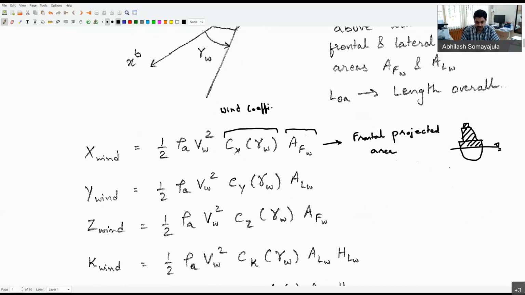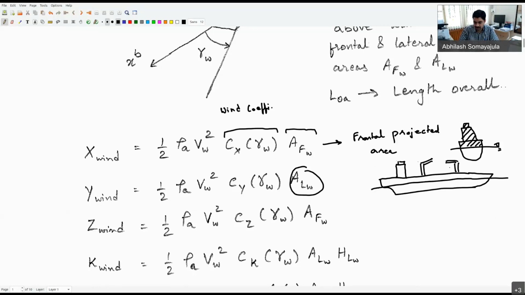Then you have the ALW, which is the lateral projected area. So if I have the ship now like this, that's not a good ship. All right. And let's say that I have a superstructure here, there's something going here, and maybe some more equipment here. Okay. So I'm looking at where the water line is, and I'm taking all the area which is coming above the water line in the XZ plane. That is the lateral projected area.